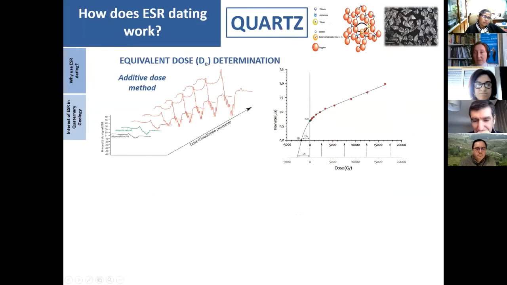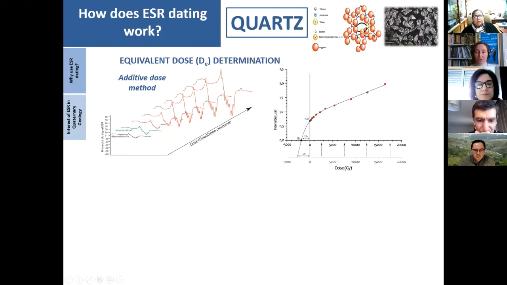To determine the equivalent dose, we use the additive dose method. It means that several aliquots of the sample are artificially irradiated at different doses. One aliquot, this is in green, remains in its natural state, and another aliquot here in black is artificially bleached in the laboratory. And we'll explain later what bleaching is, okay?